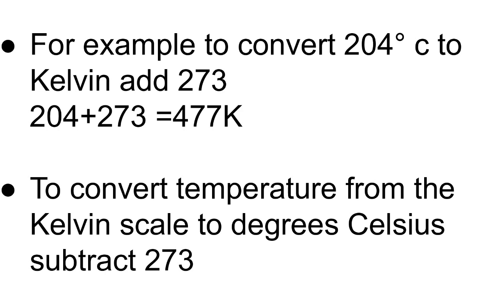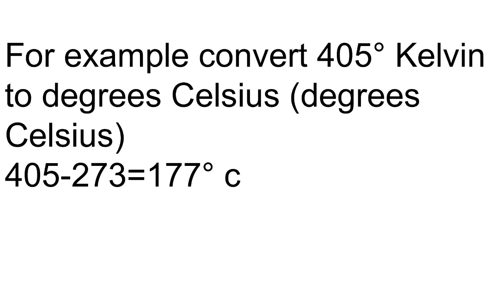Then to convert temperature from the Kelvin scale to degrees Celsius, we subtract 273. In other words, we do the opposite, which is subtraction of 273. For example, if you want to convert 450 degrees Kelvin to degrees Celsius, then you subtract 273 and you end up with 177 degrees Celsius.